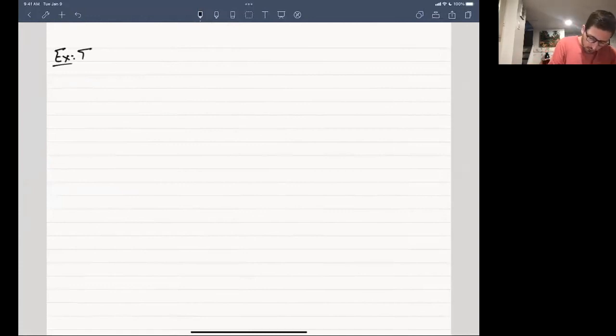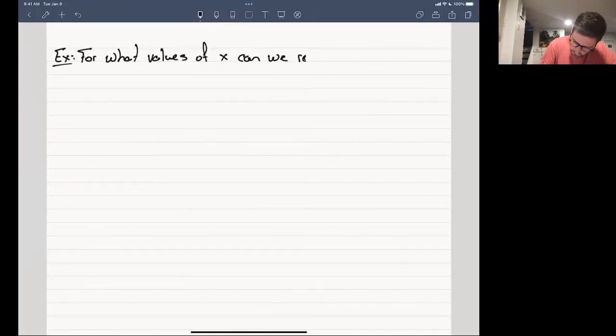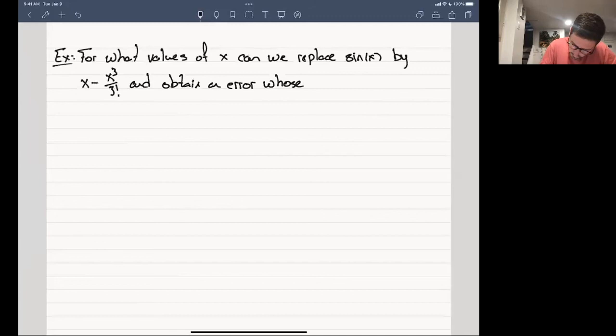consider the following. For what values of x can we replace sine of x by its third order expansion, x minus x cubed over 3 factorial, so a cubic polynomial, and obtain an error whose magnitude is no greater than 3 times 10 to the minus 4?